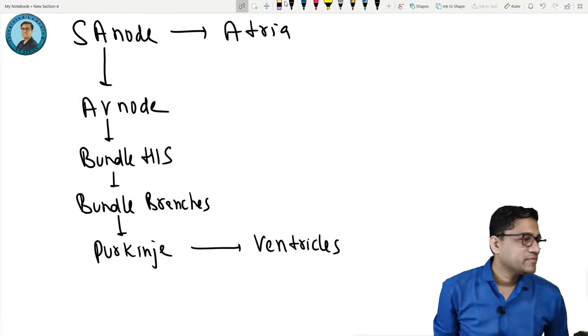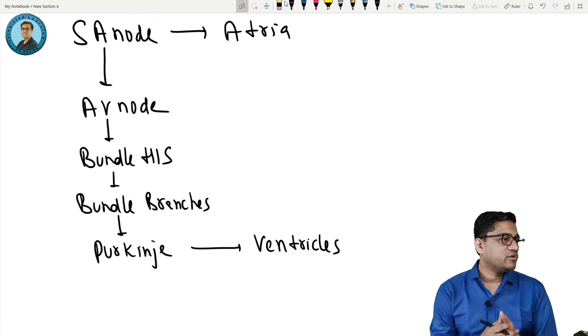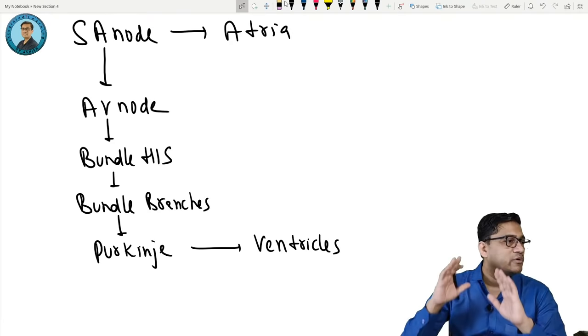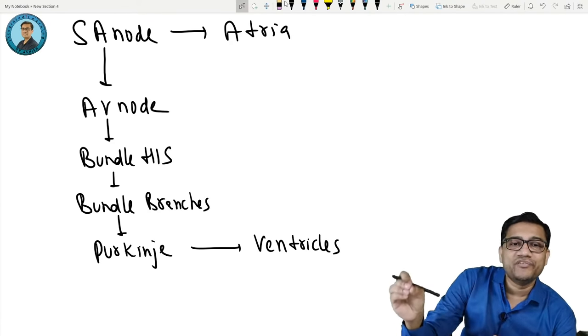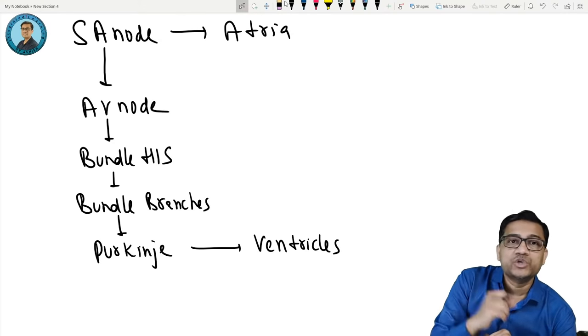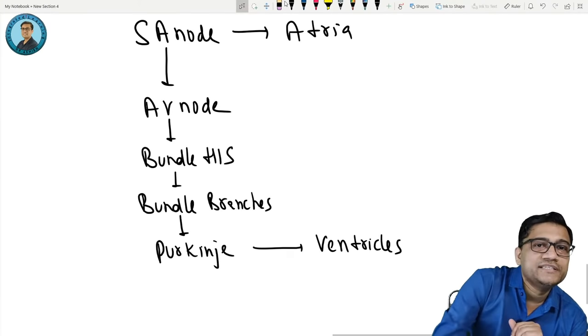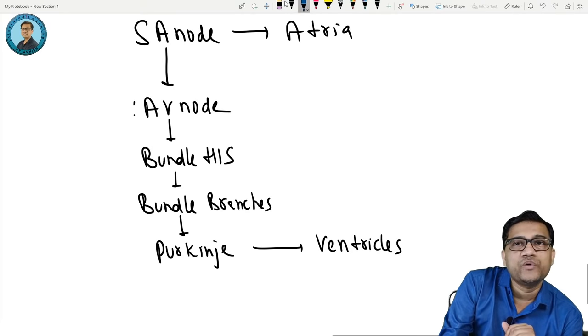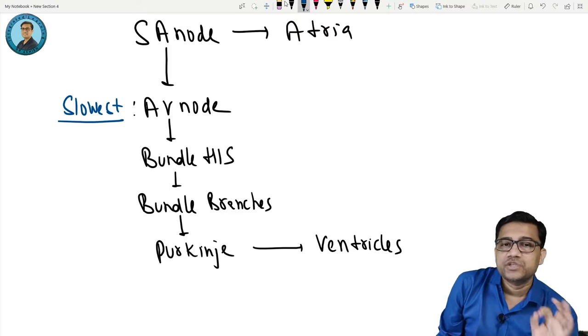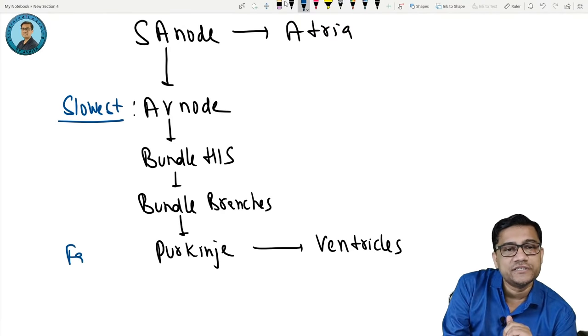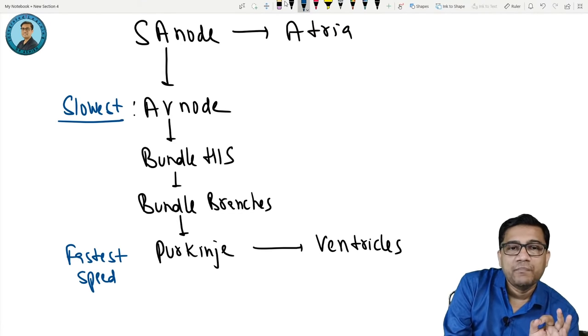Are you able to see this? Please follow. It's a very important thing. So the SA node is the atria and the Purkinje fibers are the ventricles. Now two or three questions. First, the AV node is the slowest, and the Purkinje fibers are the fastest in speed. And the bundle branches are two, left and right.